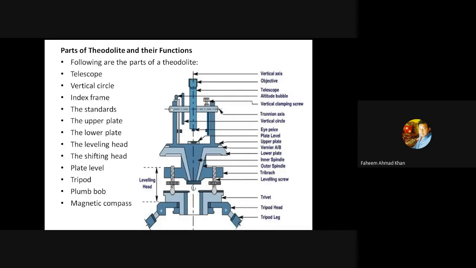There are various parts like the telescope, vertical circle, index frame, standards, the upper plate, the lower plate, the leveling head, the shifting head, the plate level, tripod, plumb bob, and magnetic compass in it. So there are many parts of the theodolite, and they have their respective functions. We will discuss them in detail in the next lecture.